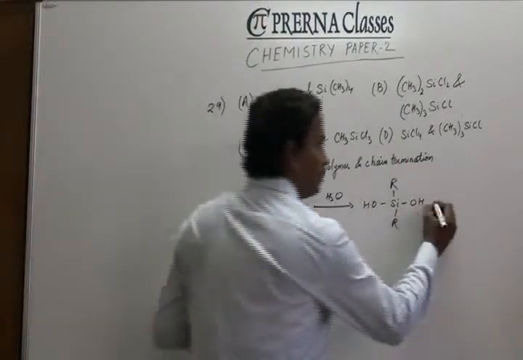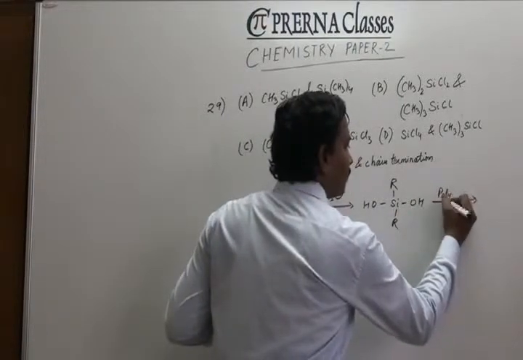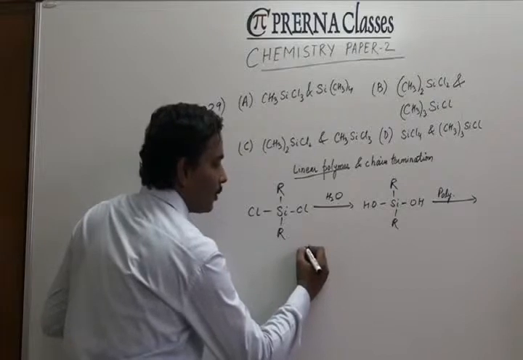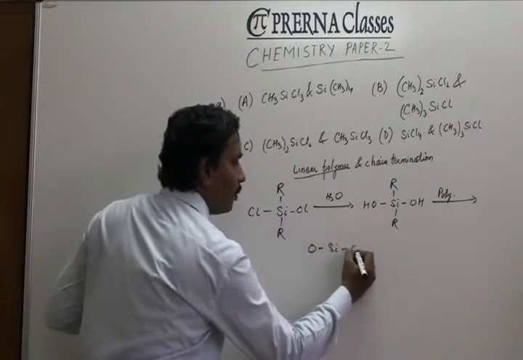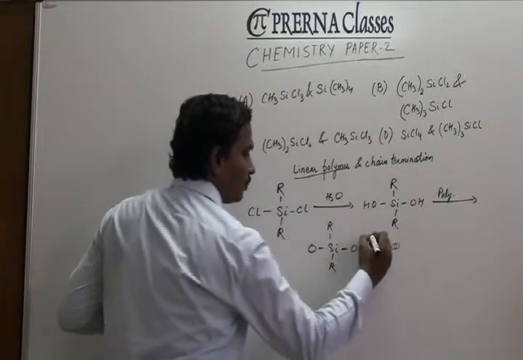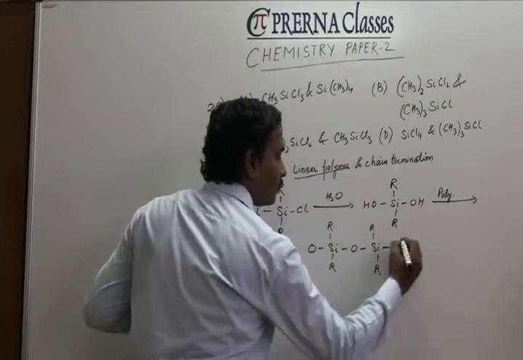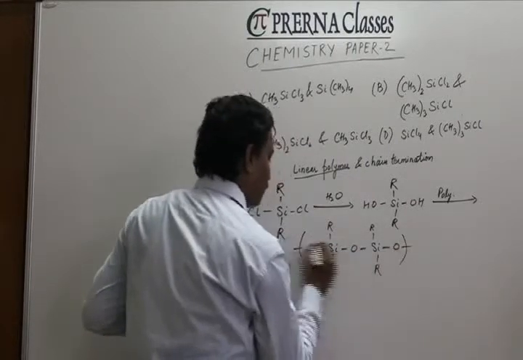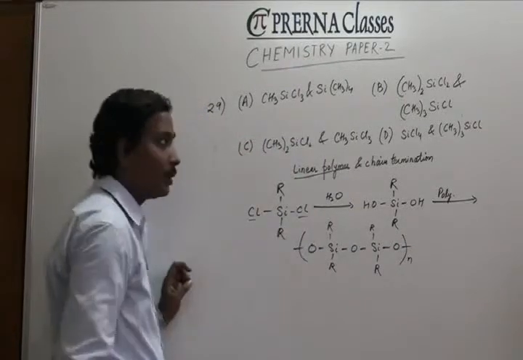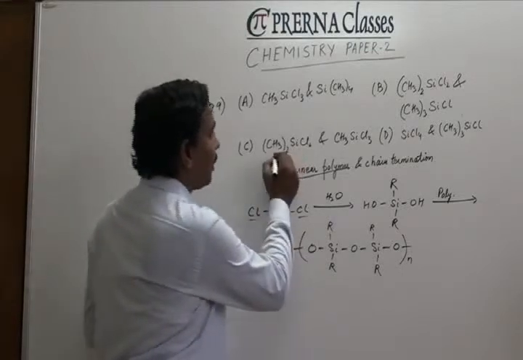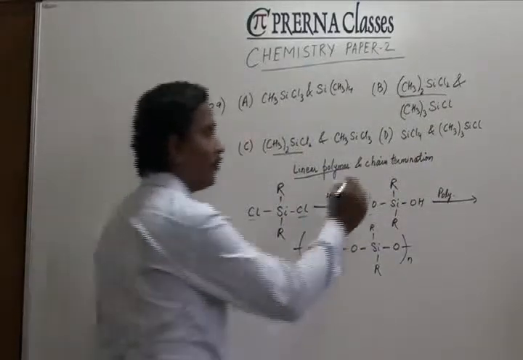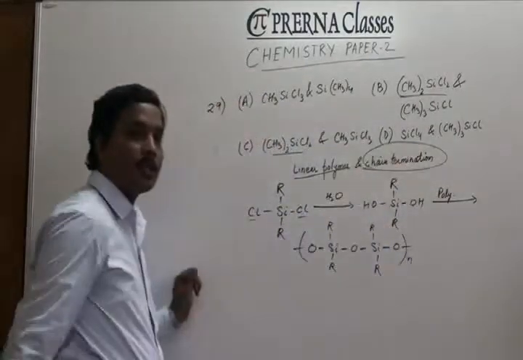On polymerization, the product will be a linear polymer, that is O, SiO, SiO. That means both two Cl groups should be attached. So according to this, it may be option C, it may be option B. Okay. The next part, we have to find which of the following compounds terminates the chain.